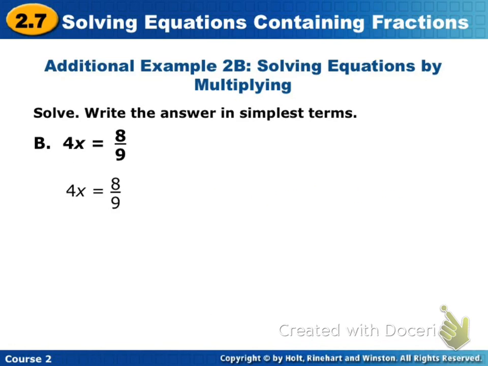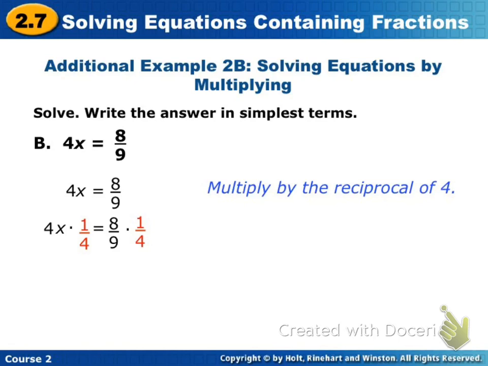All right, 4x is equal to 8/9. Again, you're going to multiply both sides by the reciprocal of 4, or you're dividing both sides by 4. So when you have 8/9 divided by 4, remember that you have to take 8/9 times 1/4 because it's the reciprocal. So you show your work, multiply both sides by the reciprocal, simplify, and multiply.